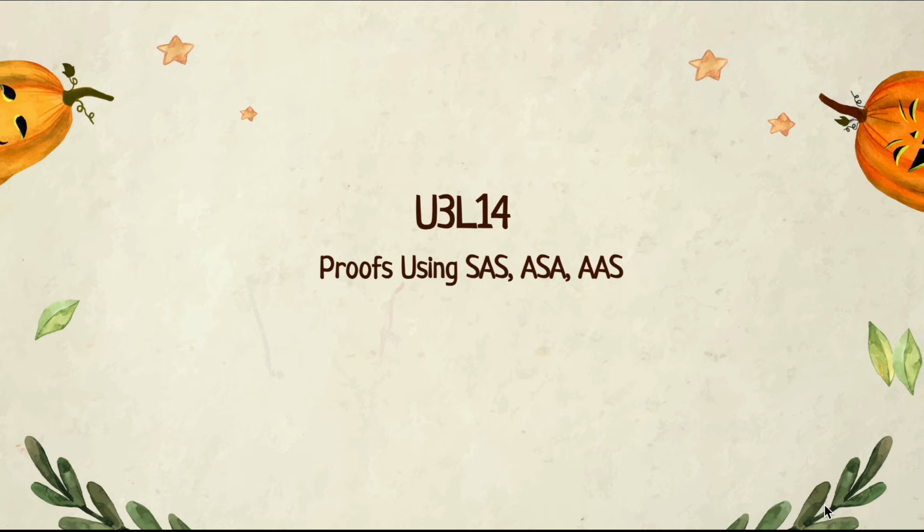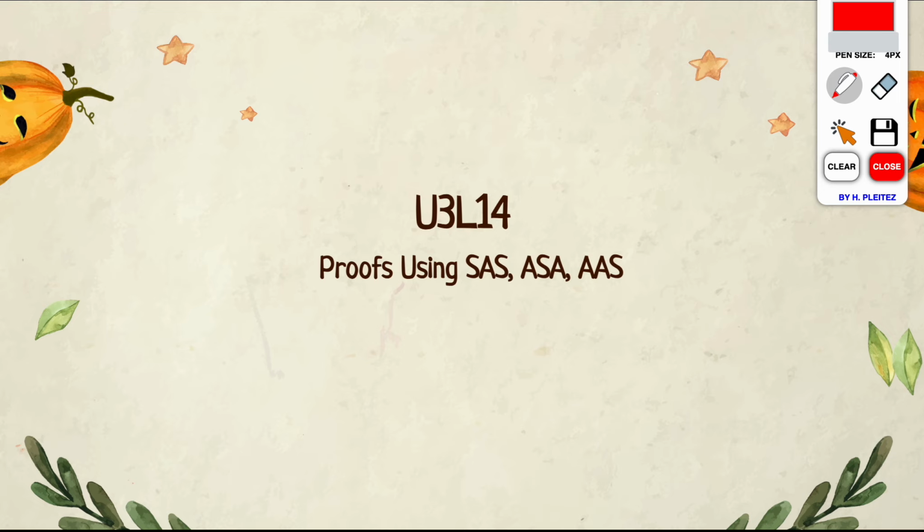Alright, welcome to this video where we're going to practice doing some proofs using 3 of the 5 triangle congruence theorems. So we're going to use SAS, which is side angle side, ASA, which is angle side angle, and AAS, which is angle angle side. So make sure that we understand the difference between these two.